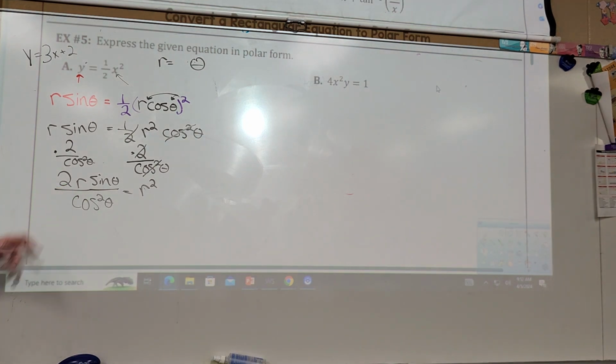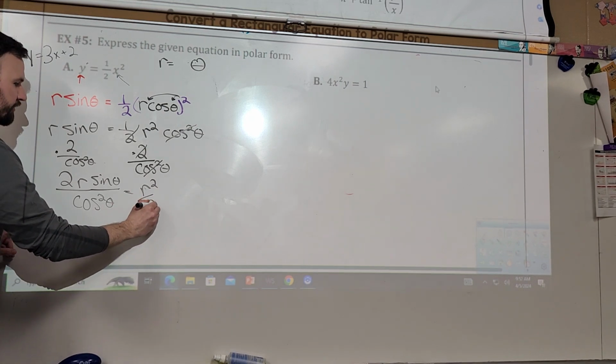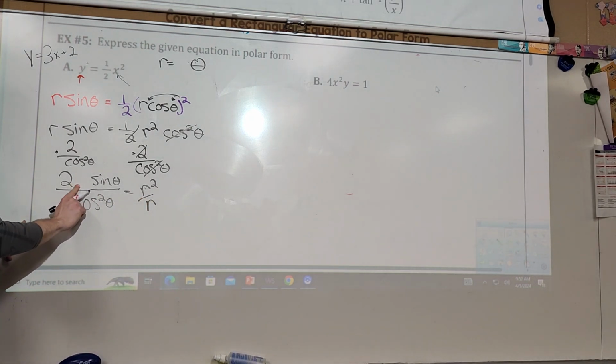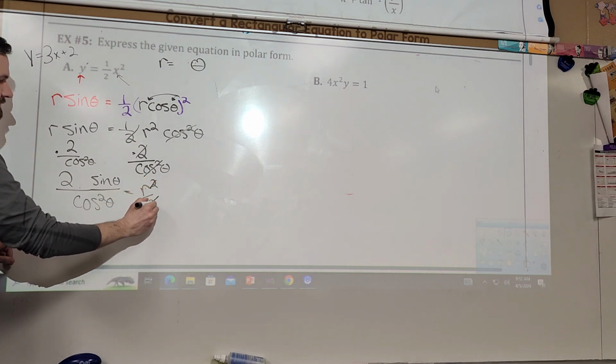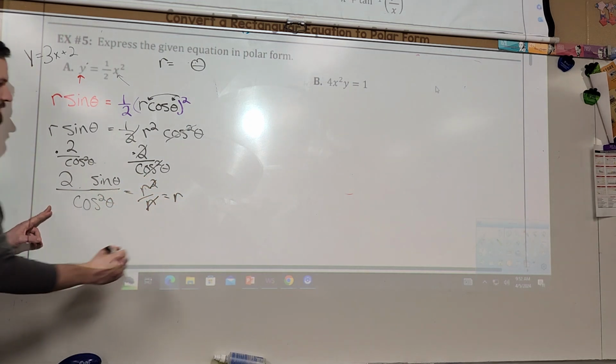How do I get rid of that r? Divide. Ooh, this worked out well. If I divide both sides by r, what's this become? r.